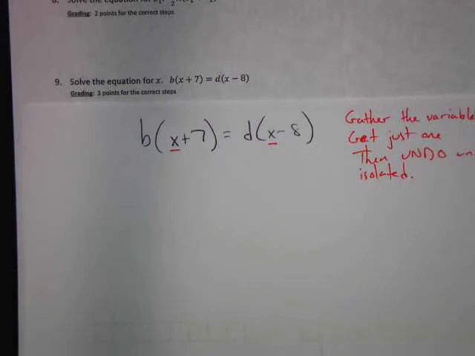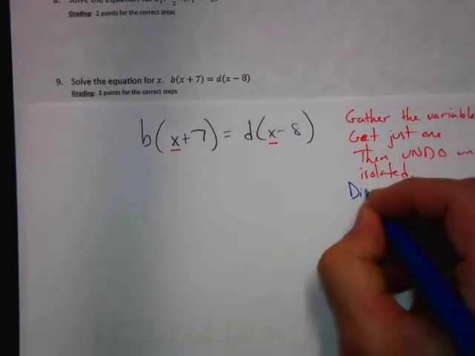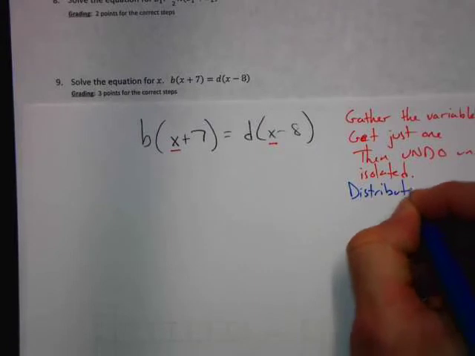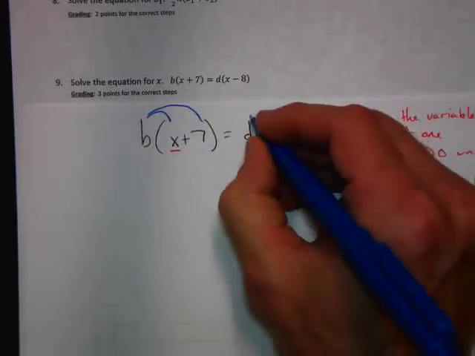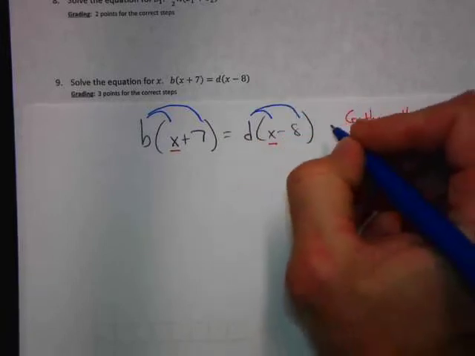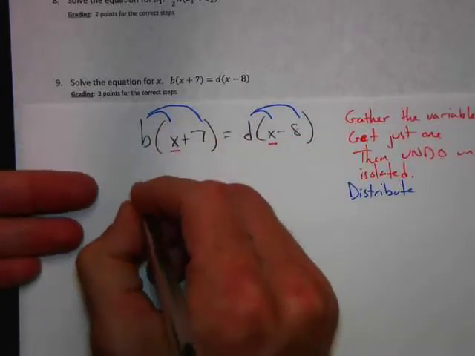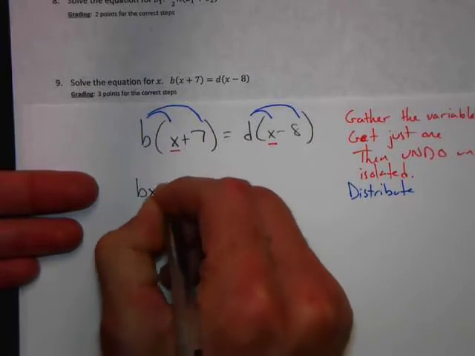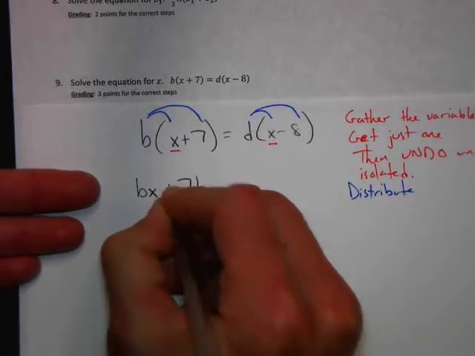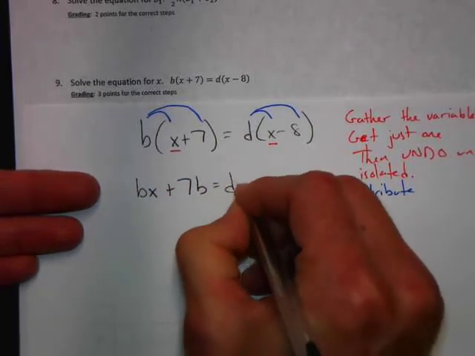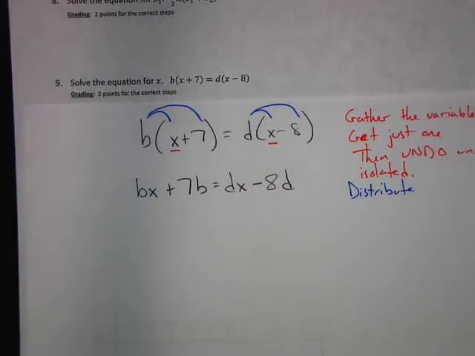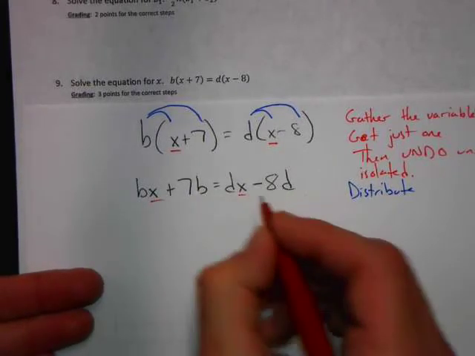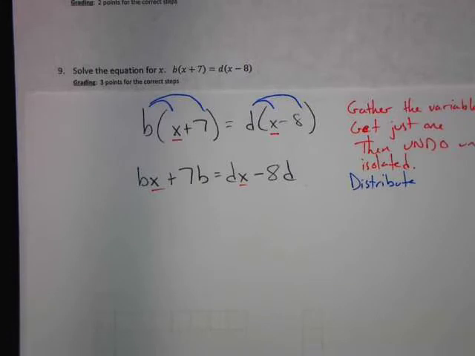Now we can start simplifying. We can distribute first. So we distribute b through the left-hand side and d through the right-hand side. On the left-hand side, we'll have b times x and 7 times b. On the right-hand side, we'll have d times x and then minus 8 times d. And once again, we're solving for x, so we keep our eye on the variable. Now we have access to them.